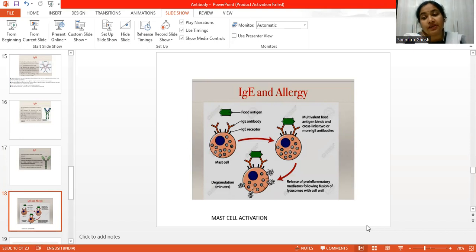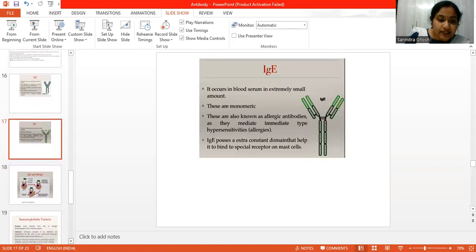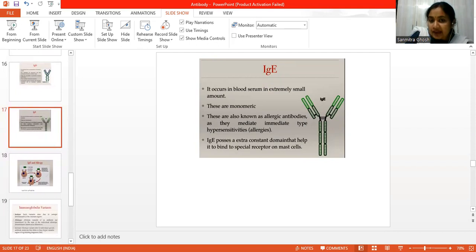And these pro-inflammatory mediators are responsible for the different manifestations of the allergic reaction. It can be anaphylaxis, hay fever, sneezing, or other types of inflammatory responses, and they are because of the different types of pro-inflammatory mediators released from the mast cell. They are the characteristic feature of the allergic reaction mediated by IgE. So these are the different types of antibodies that we have in our body.